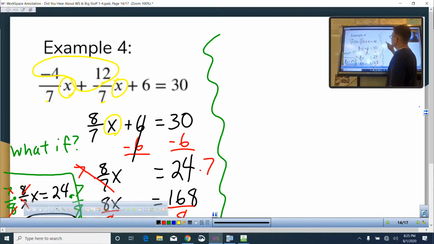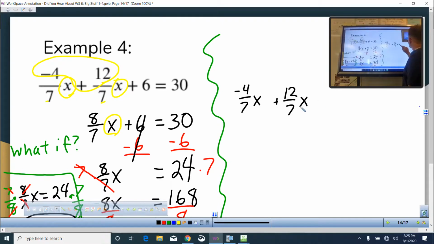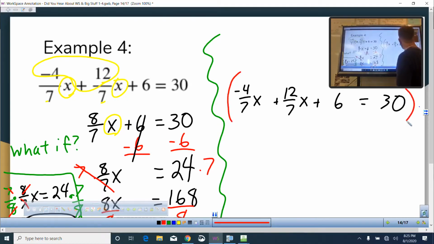All right, so we got negative 4/7 x plus 12/7 x plus 6 equals 30. Okay. Well, what's the least common denominator? That'd be 7. What if we multiplied everything here times 7? Because that would cancel out these two fractions, but the rule says you got to multiply and divide all the way through. So we're going to multiply everything times 7 and see if this can make this a little bit easier looking kind of problem.